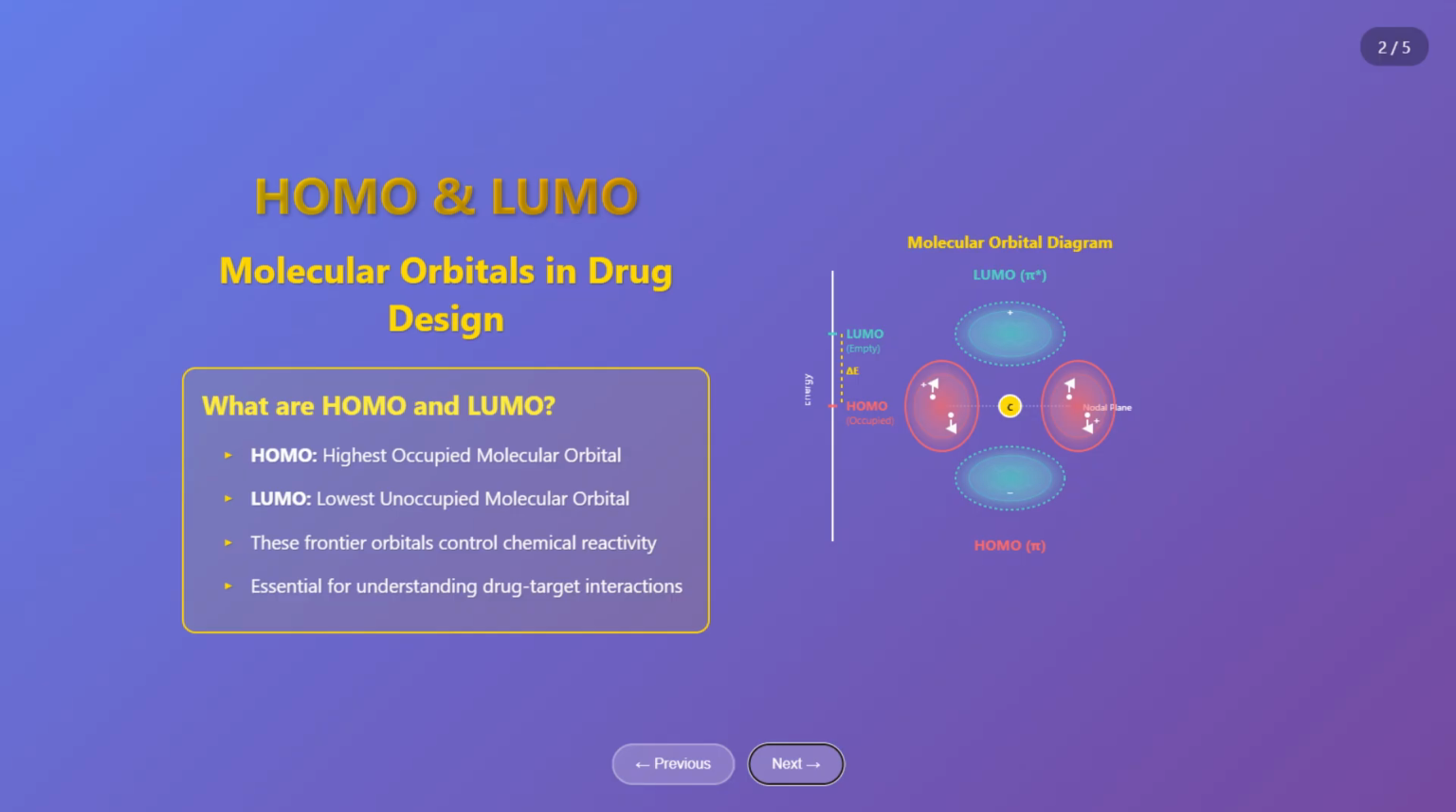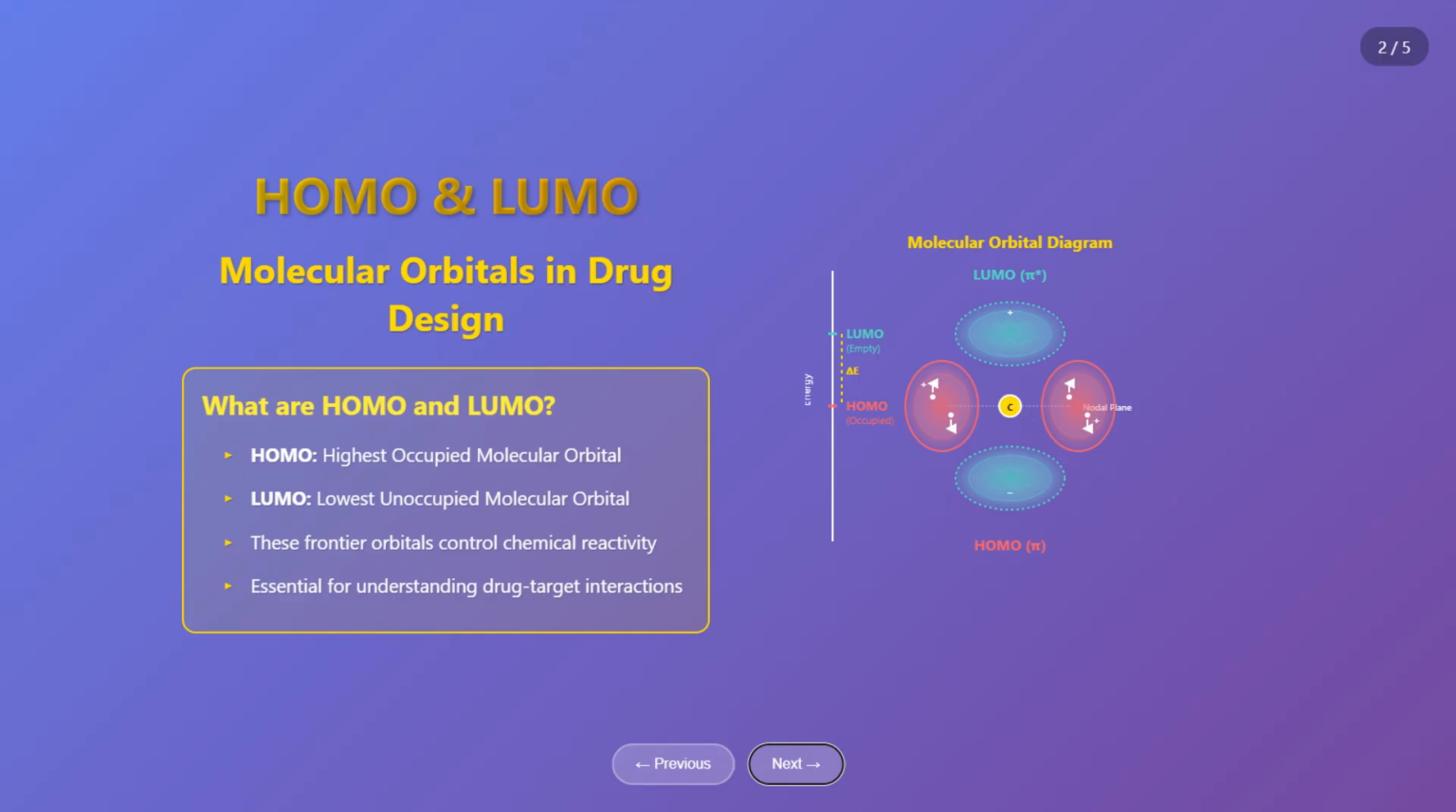Now, why is this essential for drug design? When a drug molecule approaches a target protein, the interaction happens through these frontier orbitals. Look at this beautiful orbital diagram. This is exactly how electrons are arranged.